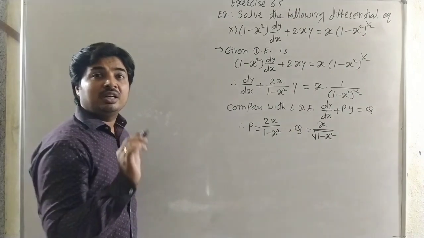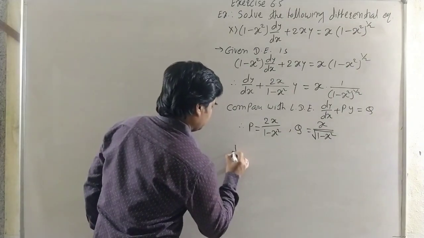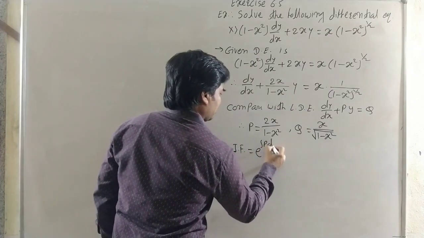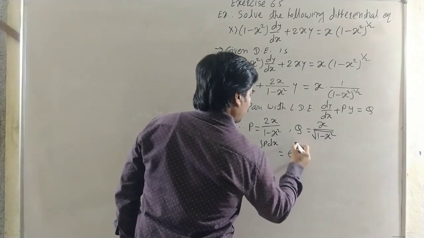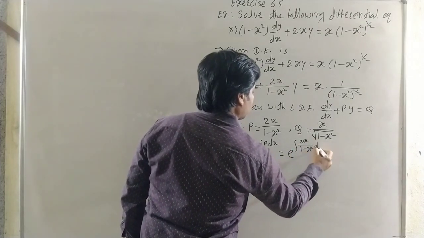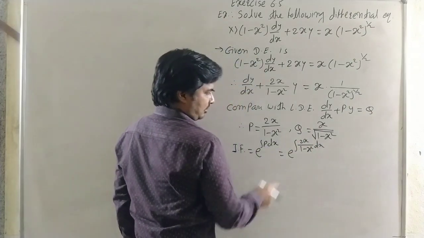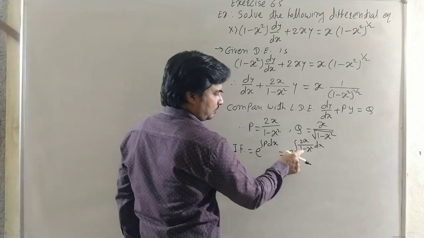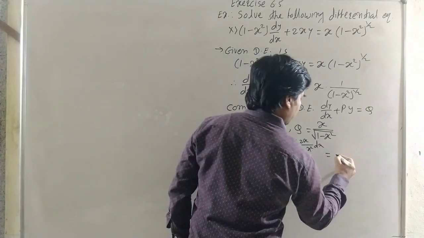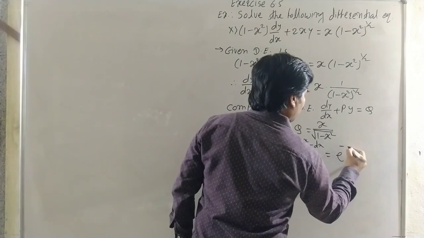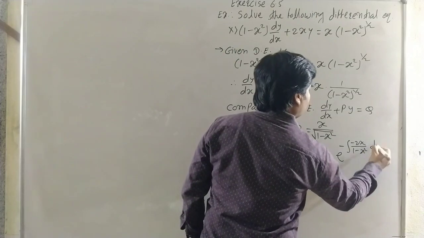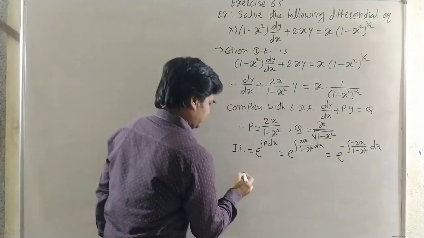Now first find the integrating factor. Integrating factor is e to the power integration of P with respect to x, which is e to the power integration of 2x upon 1 minus x square with respect to x. Here 2x upon 1 minus x square is a linear function upon a quadratic function. The derivative of 1 minus x square is minus 2x, but here it is 2x, so we can adjust this: e to the power minus integration of minus 2x upon 1 minus x square with respect to x.